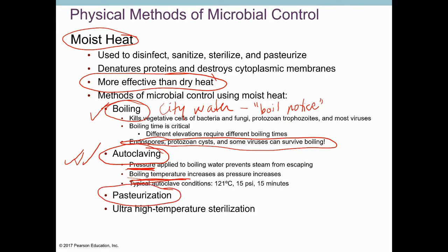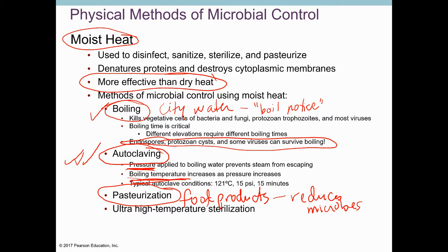Pasteurization is a type of moist heat that's used for food products like milk and apple juice. I think they use pasteurization for that. That's kind of like a flash heating, but that is not meant to completely eliminate all microbes. It just reduces the total number of microbes. So what that means is the food product can still go bad, but it will last longer before the microbes are able to grow to a significant number.